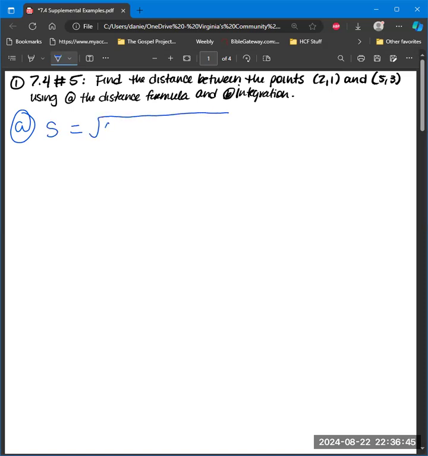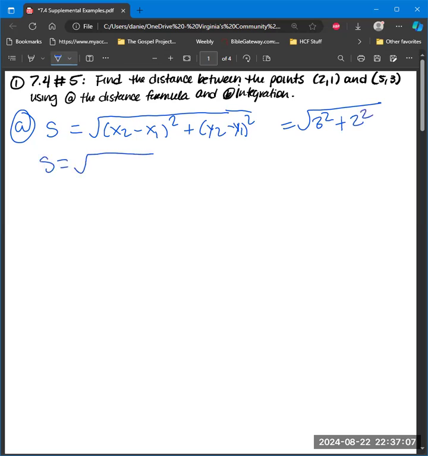We're going to use the square root of x2 minus x1 squared plus y2 minus y1 squared, which is equal to the square root of x2 minus x1 is 3 squared plus 3 minus 1 is 2 squared. So s is going to be the square root of 9 plus 4, which is the square root of 13.